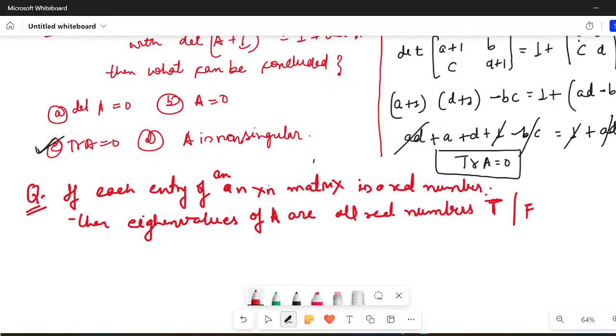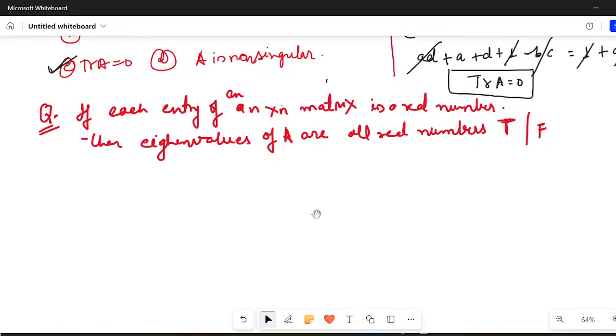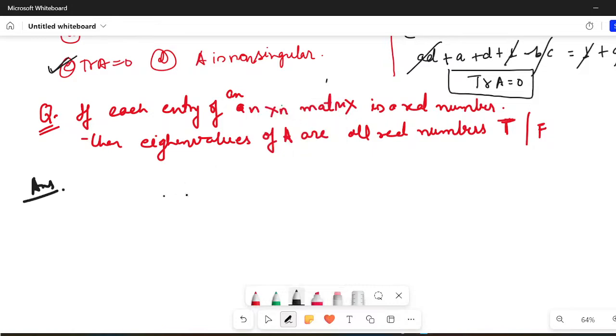Okay, so what do you think? Is it true or false? If each entry of an n cross n matrix is a real number, then the eigenvalues of A are all real numbers. Is it true or false?